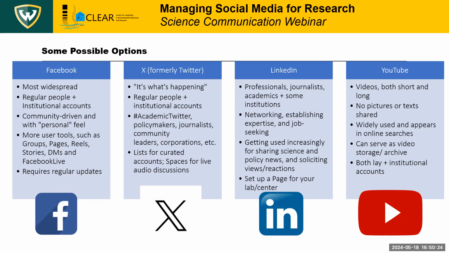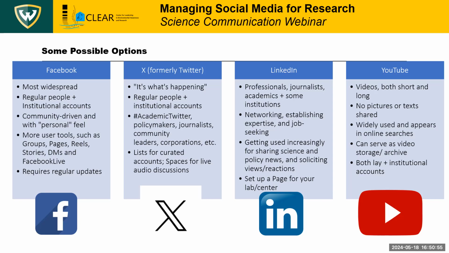Next, let's talk about LinkedIn, whose users are mainly professionals, journalists, academics, and institutions. LinkedIn is especially useful for networking, establishing expertise, and job seeking. But it is also used to share science and policy news. You can set up a page for your research lab or center on LinkedIn.